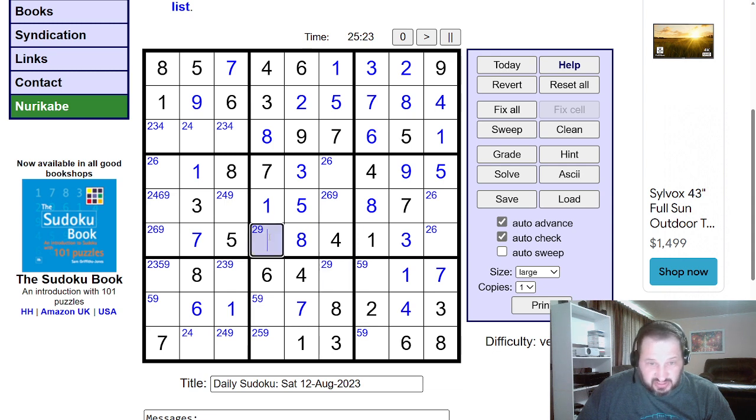See, so this number here still can't be a 9. This can't be a 9. If this is a 9, that makes this a 5 and a 2. If this is a 9 and a 5 and a 2, then this 2 makes this a 9. If this is a 9, that makes it a 5 and a 2. Makes this a 9. Makes this a 5.